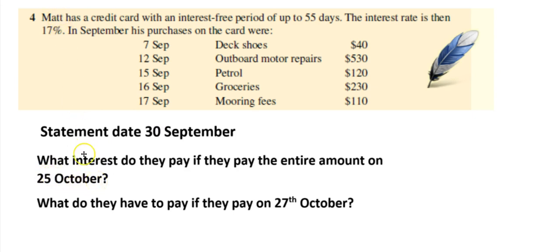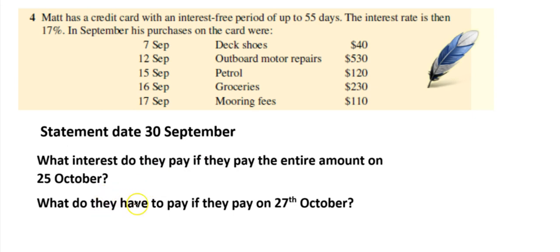And if Matt is a very smart man, the answer to this first question is that he will not pay any interest if he pays off his purchases on the 25th or before the 25th of October. So he will only have to pay back the cost of the things that he purchased. And that is the smart way of using an interest-free period credit card.